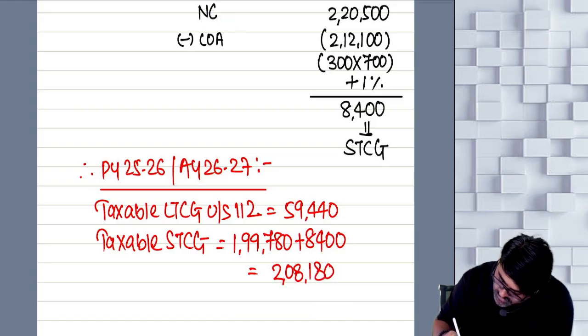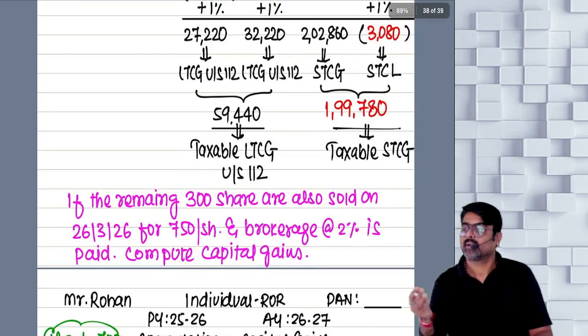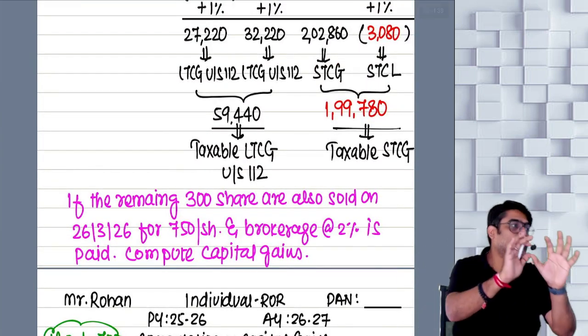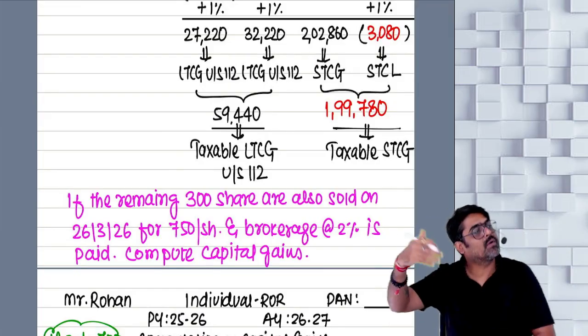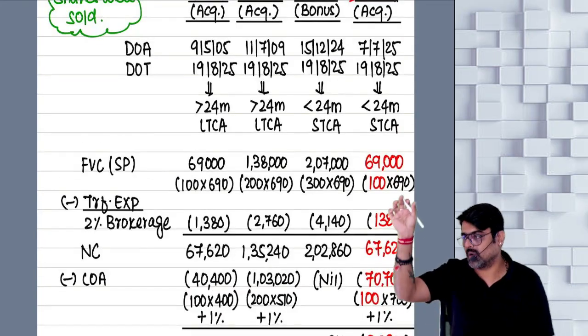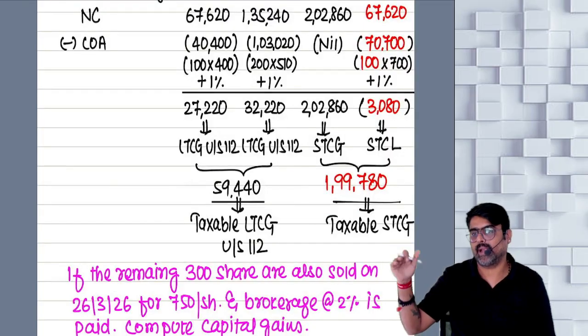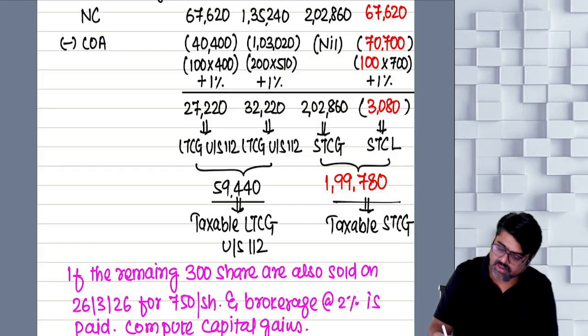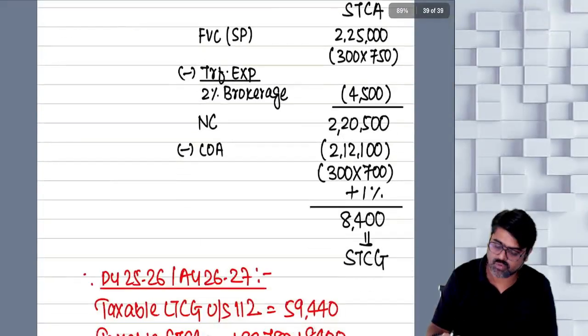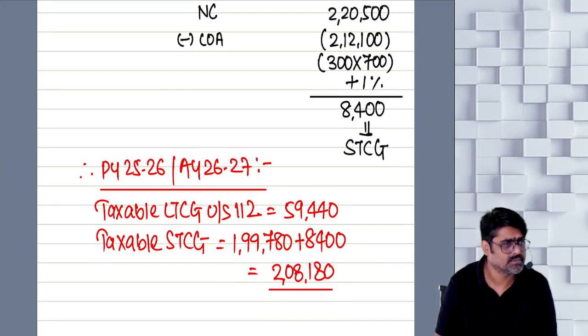How much now? 2,08,180. Understanding? If they would have told me, in the same question, that the remaining 300 shares are not sold with those 700 shares, they are sold separately on 26th of March for a separate selling price, then one more extra column would have been added here, and in that column my short-term gain would have been 8,400, and my total short-term gain would have been 2,08,180. Got it, sir? Easy or difficult? Made easy. Okay.